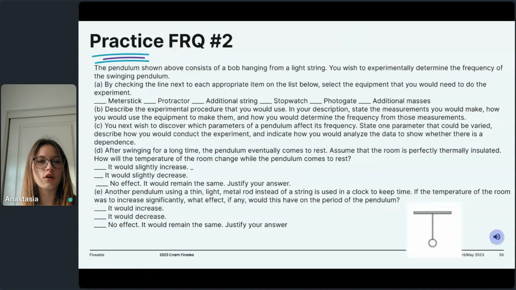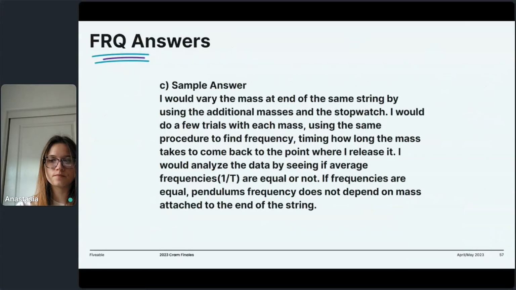All right, so let's now go over C. Since this is kind of lengthy, I will be showing you guys how to explain this correctly. So I would vary the mass at the end of the same string by using the additional masses and the stopwatch. I would do a few trials with each mass using the same procedure to find frequency, timing how long the mass takes to come back to the point where I release it.